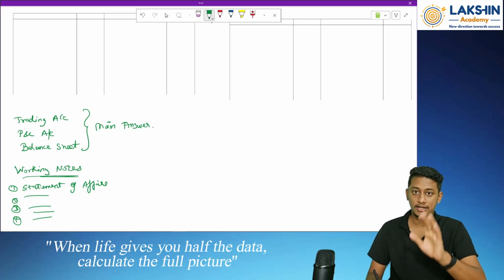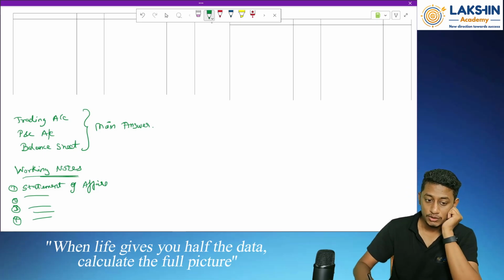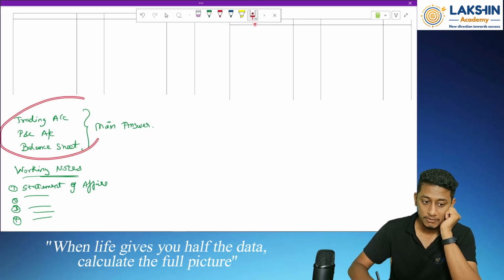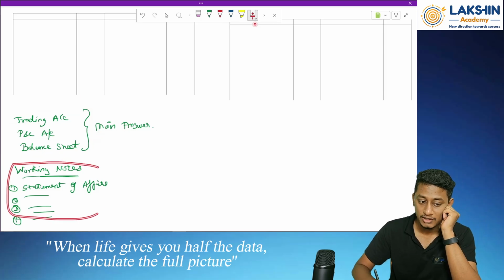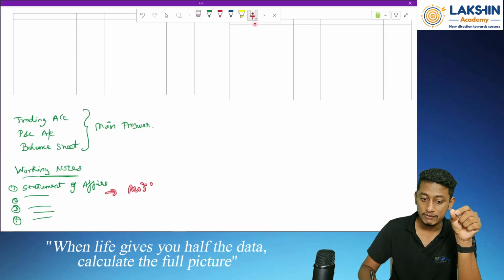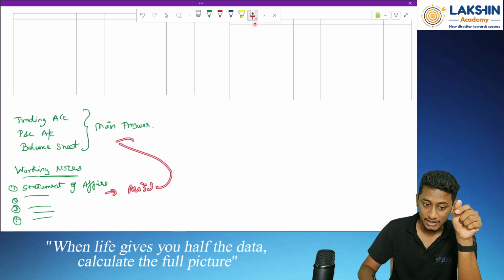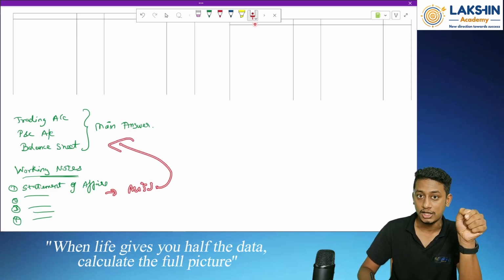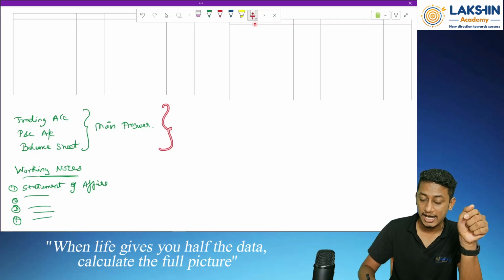While writing the answers in examination, you cannot prepare your main answer without preparing the working notes, because using the working notes you will find some missing values. Using those values you will put them in the main answer. So without that you cannot write your main answer.